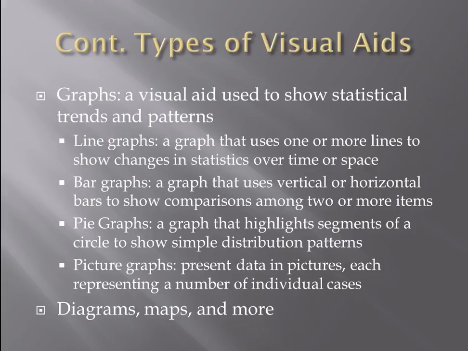Pie graphs are a graph that highlights segments of a circle to show simple distribution patterns. And then we can also sometimes have picture graphs. These are rare, but we do have them. And that it presents data in pictures, each picture representing a number of individual cases. Diagrams, maps, and just so much more can be used for visual aids, so feel free to get creative with that.